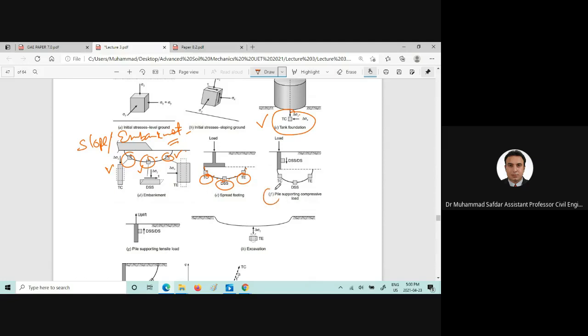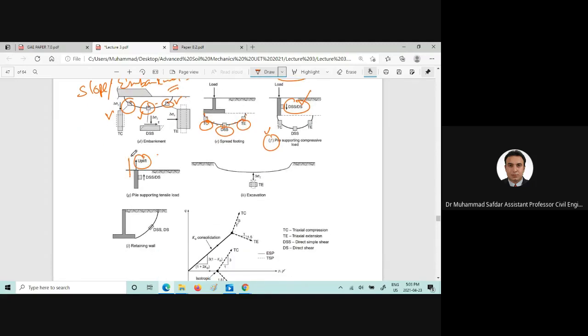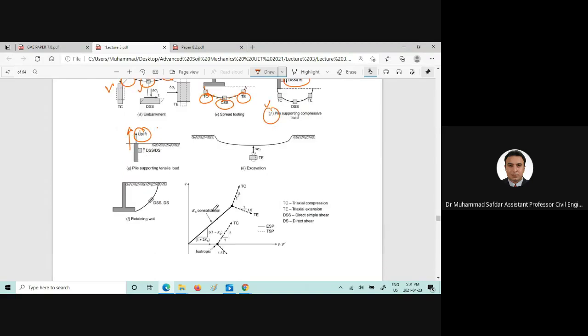Similarly, for piles, which type of test is more likely to give the real field condition shear strength parameters, or if you want to apply uplift, what kind of test we need to perform. So this was all about giving you an overview, an idea about the types of lab tests which we can perform to find the shear strength parameters.